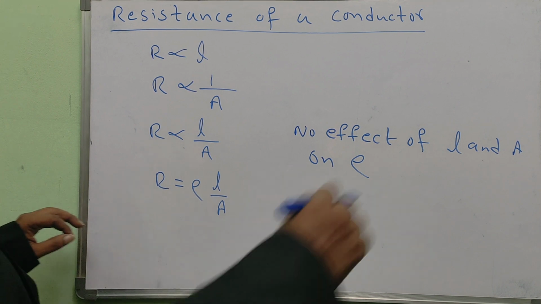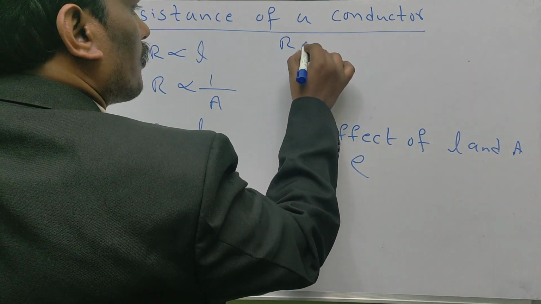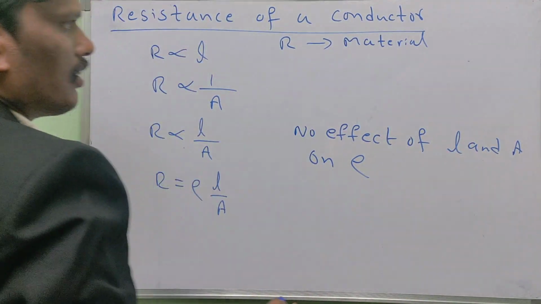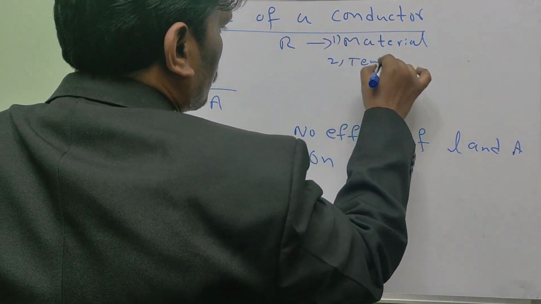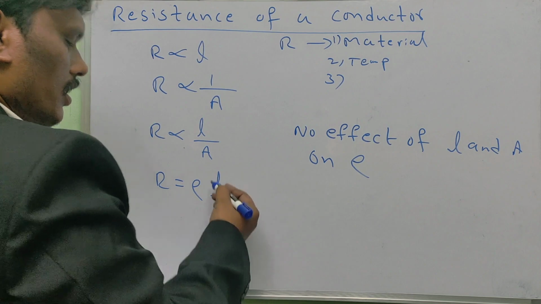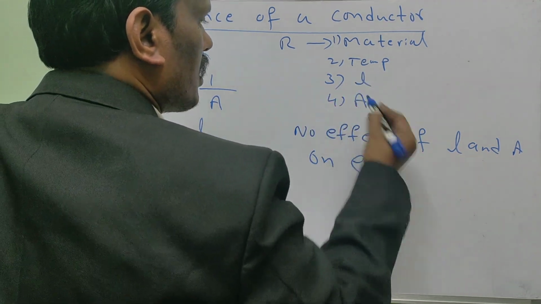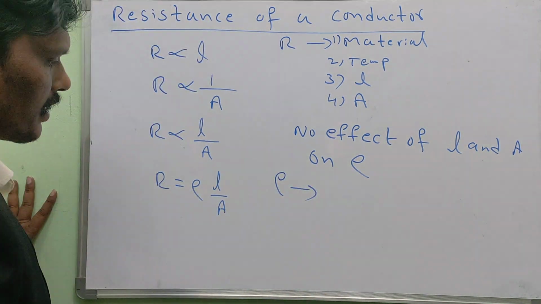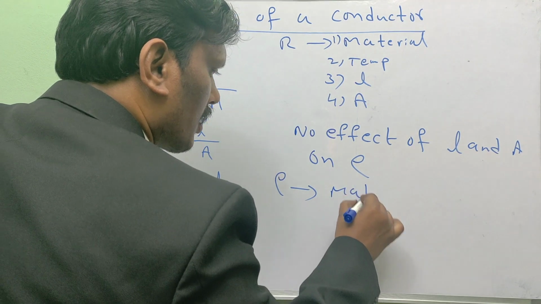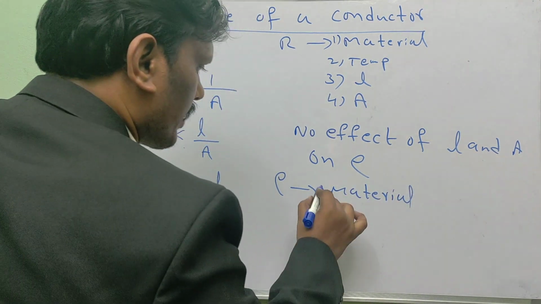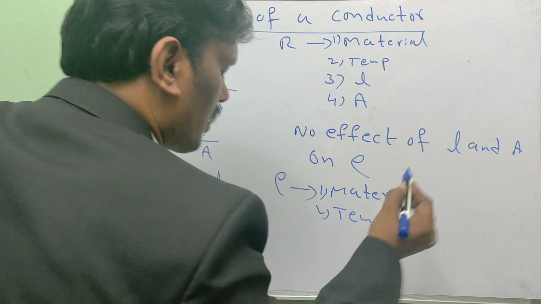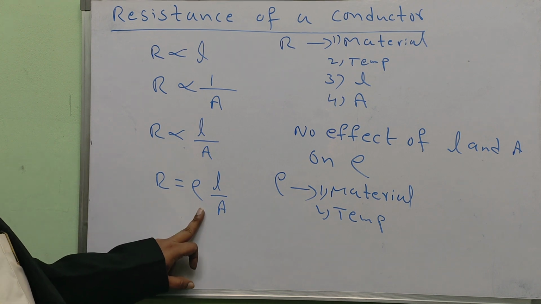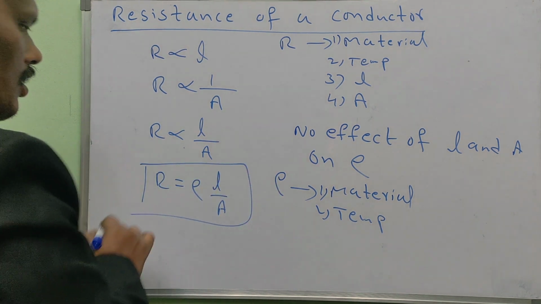So resistance depends upon four factors. One is the material of the conductor. Second is the temperature of the conductor. Third is the length of the conductor. Fourth is the area of cross section of the conductor. But resistivity depends upon only two factors: the material and the temperature of the conductor. It does not depend on length and area of cross section, because it is the proportionality constant in this formula.